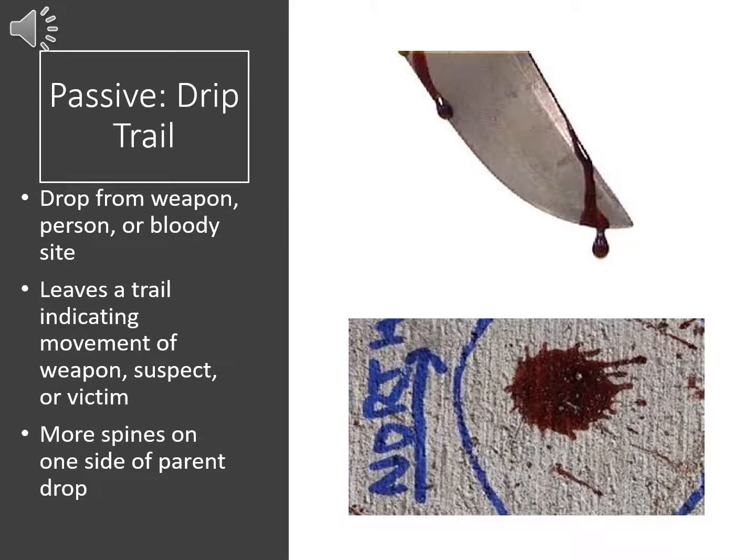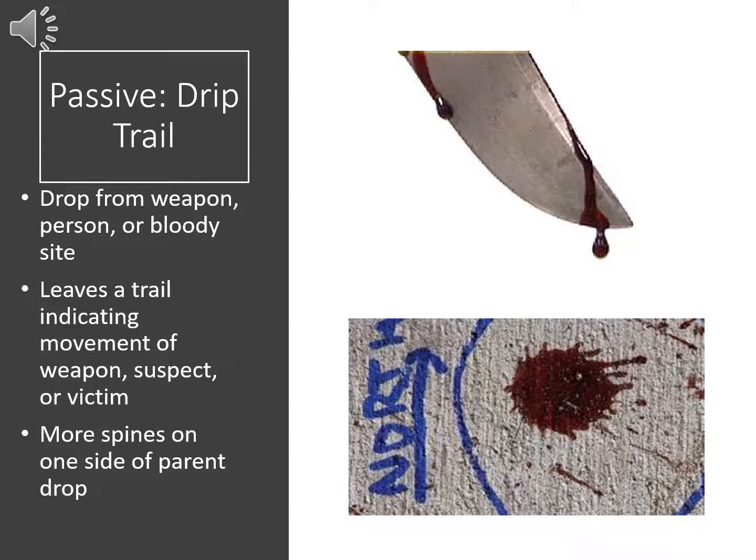Alright, so now looking at the passive drip trail, again, there's no additional force propelling the drops downward aside from gravity, so that's why they're passive drips here, but there is generally movement indicated. So this is a drop coming from a weapon or a person or a bloody site on the victim, for instance, and it leaves a trail indicating movement of either the weapon, the suspect, or the victim, depending on whose blood it is and where the blood's coming from.